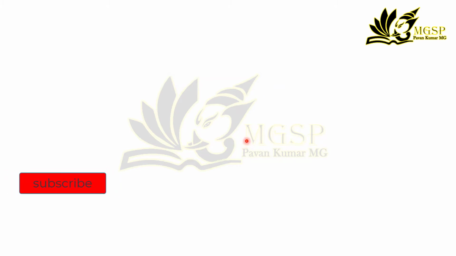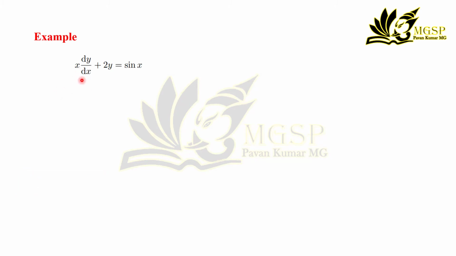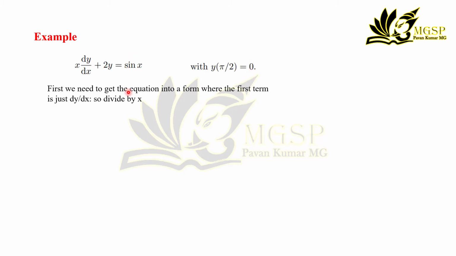Now let's consider one more example, x dy by dx plus 2y is equal to sin x. So here there is a term present, the independent variable x, present here. So what we are going to do next is just divide this equation by x. I will also take the initial condition, and so we'll be getting this expression.